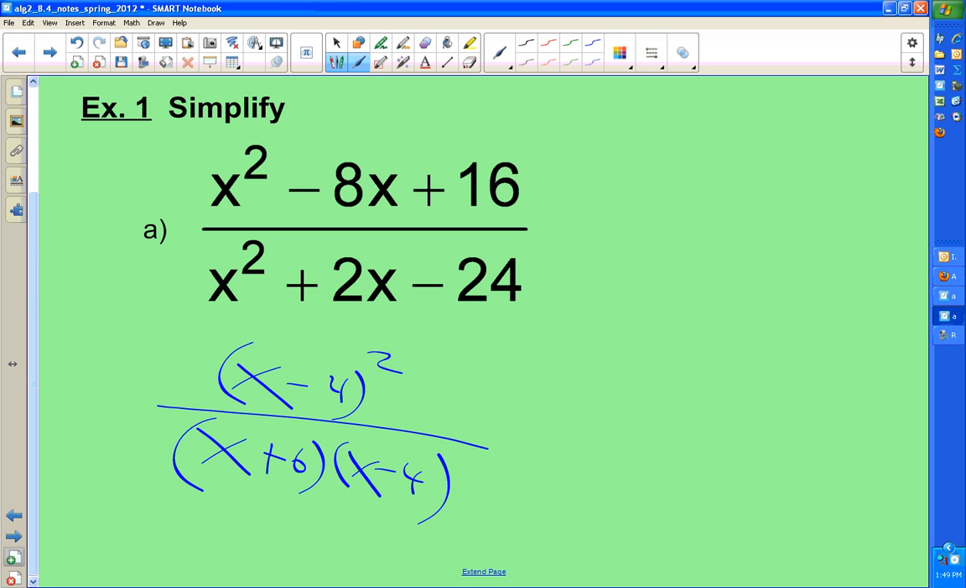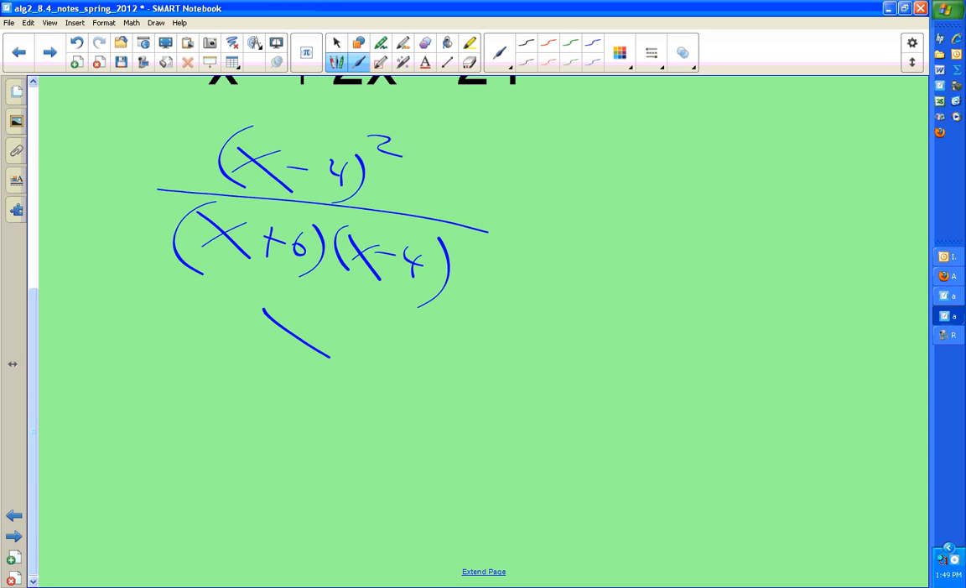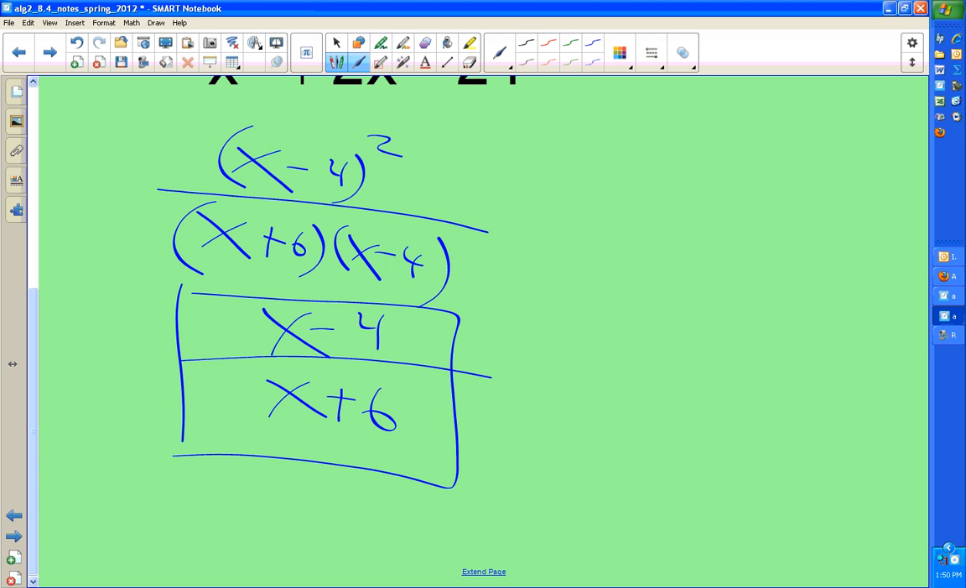Since I have an x minus 4 on the top twice and an x minus 4 on the bottom, we can cross these out. We're really subtracting the exponents. 2 minus 1 is going to leave me with x minus 4 on the top and x plus 6 on the bottom. You cannot cross-cancel the x's. You cannot reduce the 4 and the 6 because of the plussing and minusing.